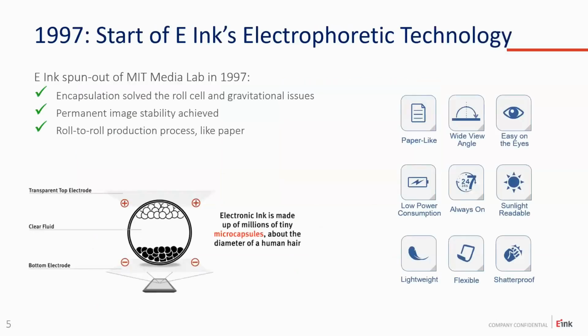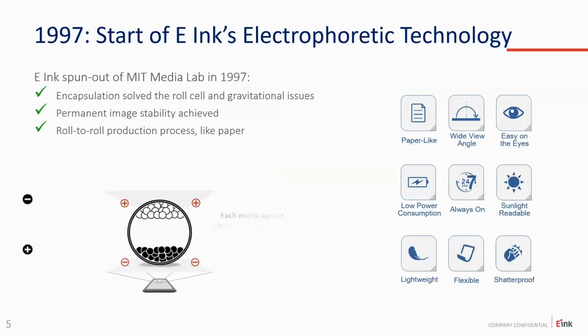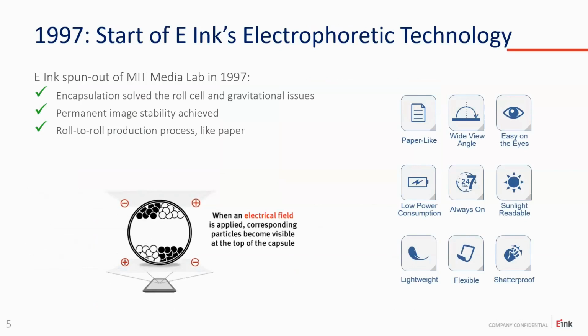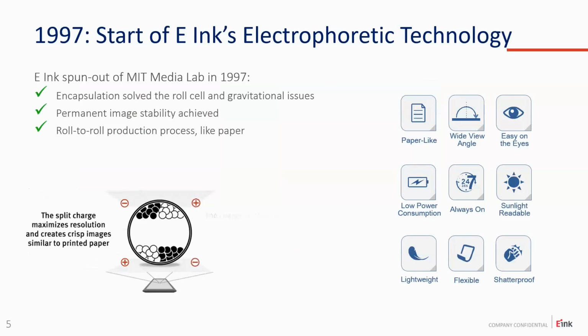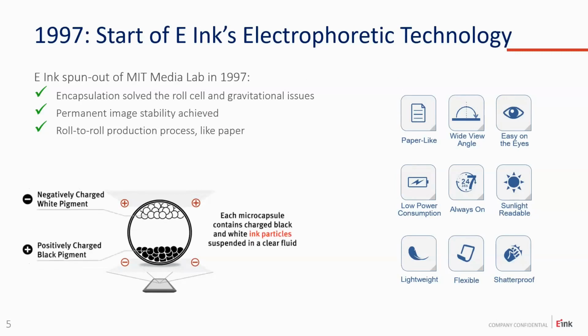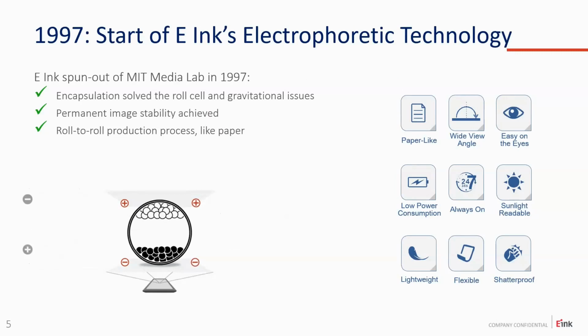So fast forward again to 1997 when E Ink started as a spin-out from the MIT Media Lab. And there were a few big breakthroughs, actually two real big breakthroughs. Encapsulation was proposed to solve this roll cell instability and the gravitational issues. So you encapsulate the pigments into small capsules, like 20 to 40 micron big. And that prevents this roll cell, but also the gravitational settling. Permanent image stability was achieved. This has to do with a kind of gel-like behavior that you get when the pigments don't move. And this has to do with specific additives that were added to this internal phase, this ink.